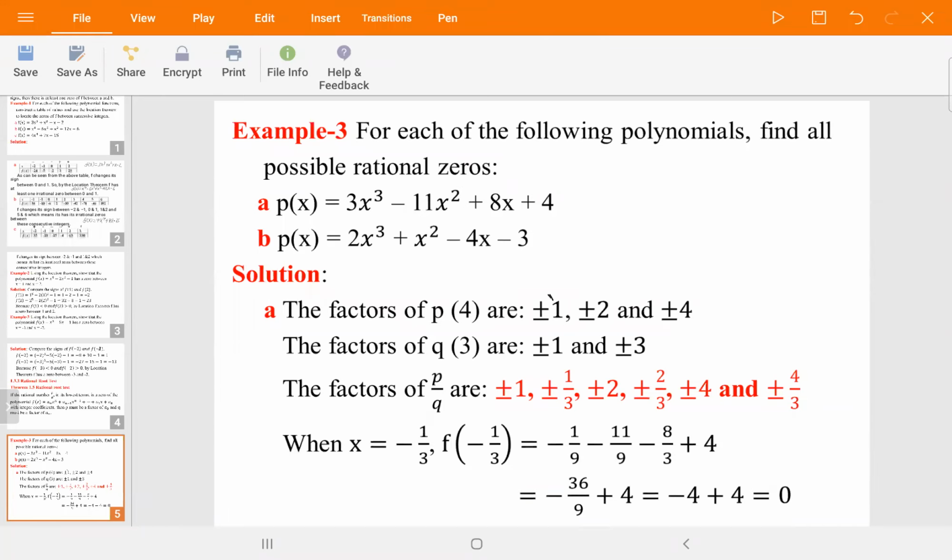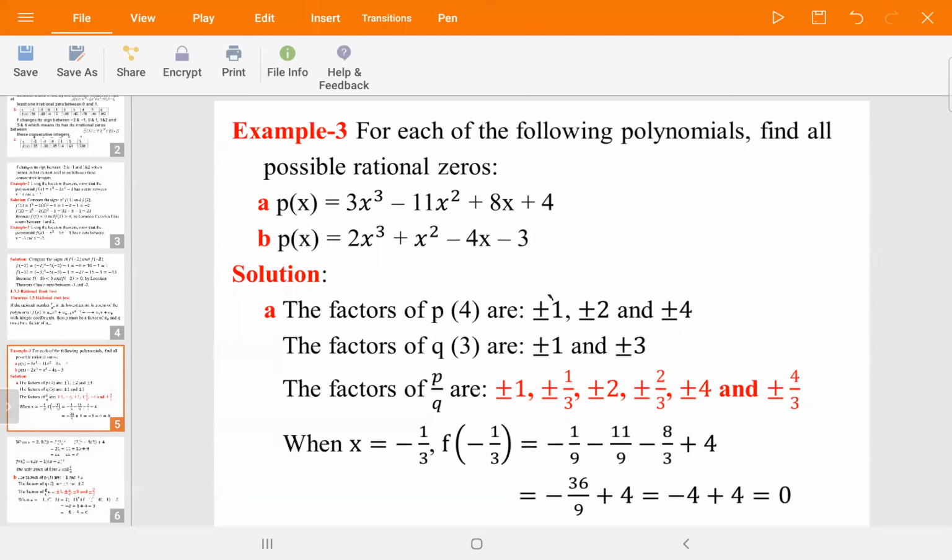Now simplify this number. Because the denominator of this is 3, multiply this by 3 times 3. It is negative 3, negative 11, negative 24, negative 36 over 9, plus 4. Negative 36 over 9 is minus 4. Minus 4 plus 4 is equal to 0. So the first zero of this polynomial is obtained, and it is x equal to minus 1 over 3.